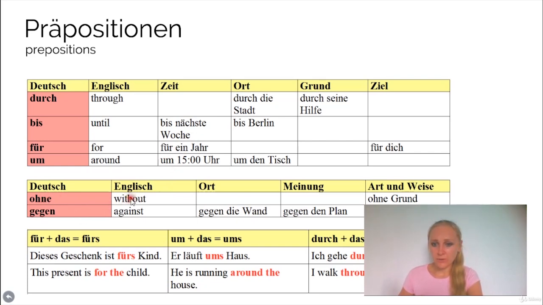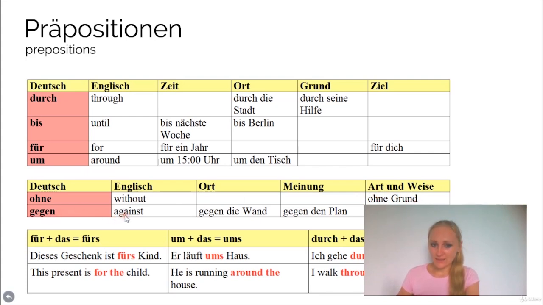Ohne means without. Here we have the word Meinung, which means opinion, and Art und Weise means the kind and way how you're doing something. So here we have ohne Grund, which means without a reason. Grund is the accusative object because it comes right after the preposition ohne. Ohne Grund, without a reason.